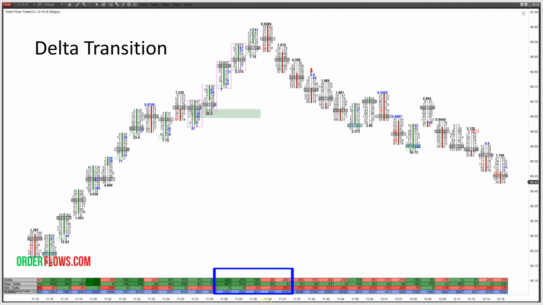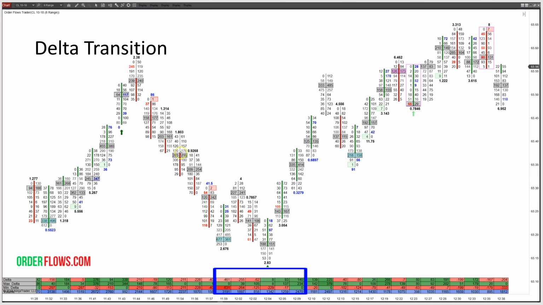This is a low, right? Remember this chart here? It's almost the same. You see plus 420, plus 274, plus 195, and then small delta minus 20, minus 280. In this case, it's literally like the mirror opposite on the downside. You're looking for the selling getting weaker and the buying getting stronger.